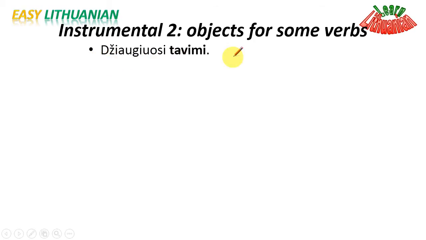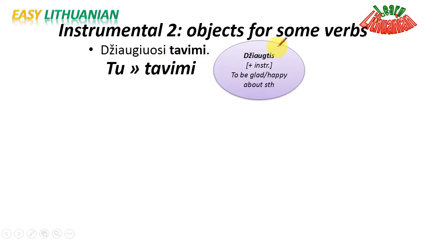Now let's see some sentence examples. Džiaugiuosi tavimi. Džiaugiuosi means I'm happy about, or I'm glad about you. And tu, you, turns to tavimi, or in colloquial spoken Lithuanian, tavim. Džiaugiuosi tavim, or džiaugiuosi tavimi. I'm glad about you. So this verb always uses instrumental.